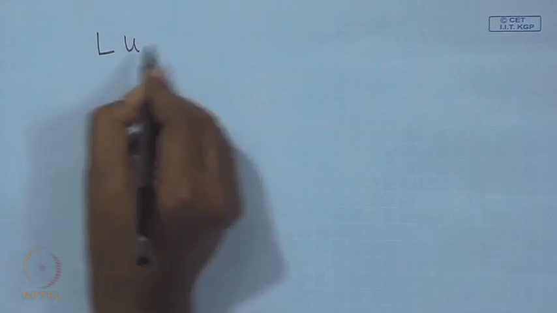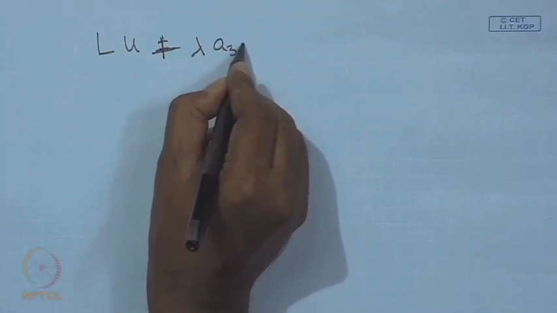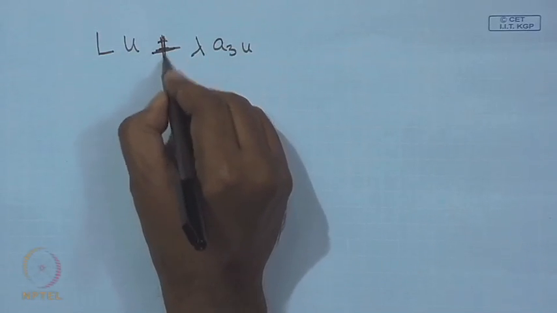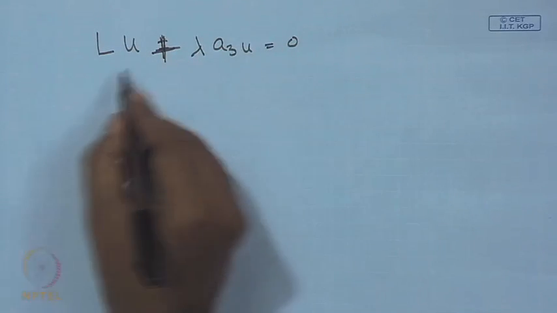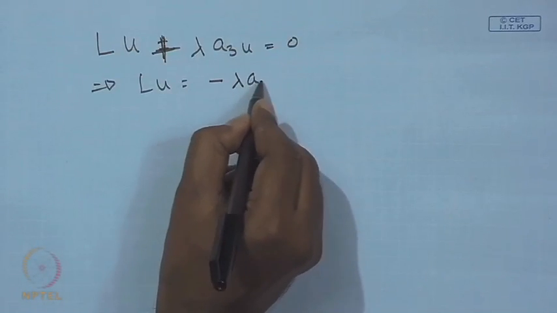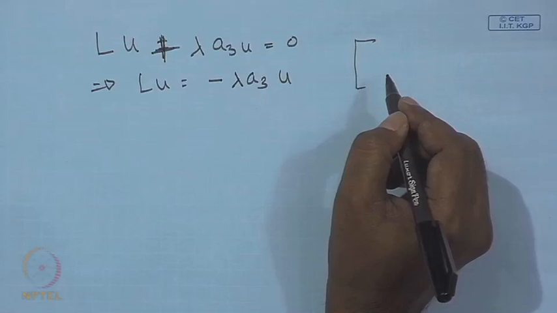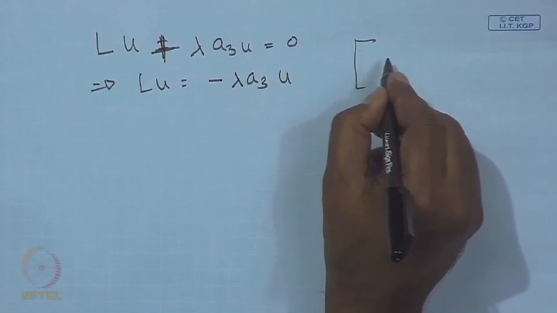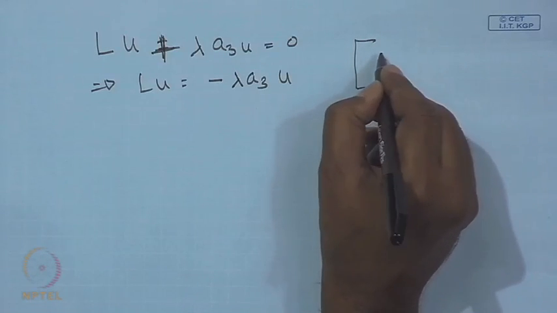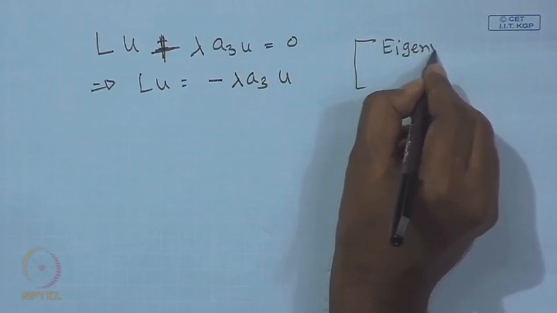Now, the form of the equation is L u plus lambda A 3 u is equal to 0. So, you will be getting L u is equal to minus lambda A 3 u. And if you look into the similarity with the eigenvalue problem in the discrete domain, just recall the eigenvalue problem.